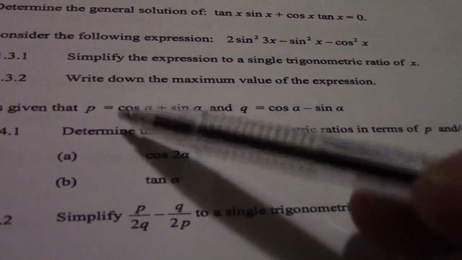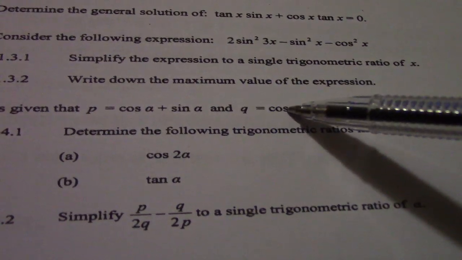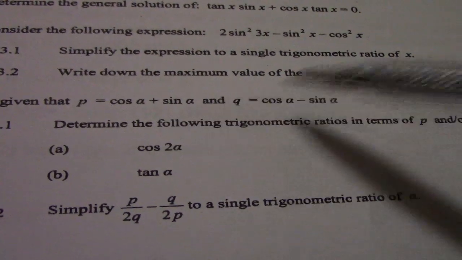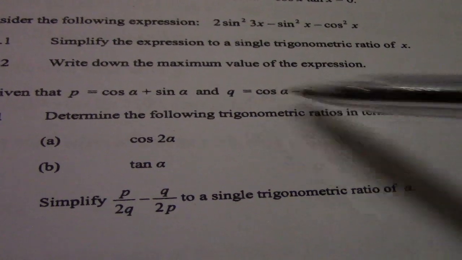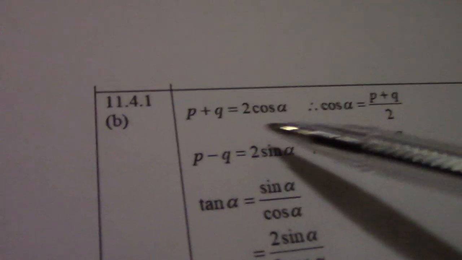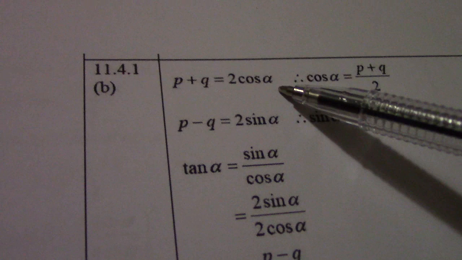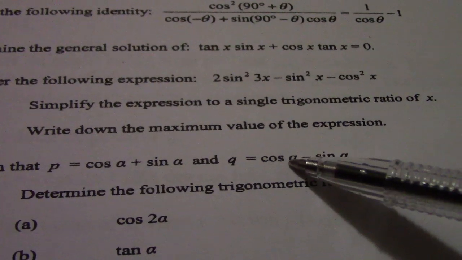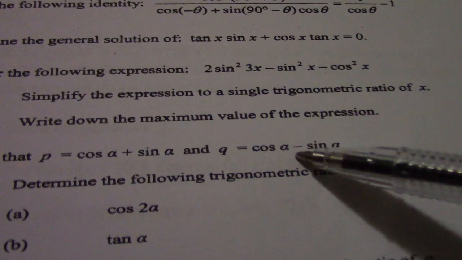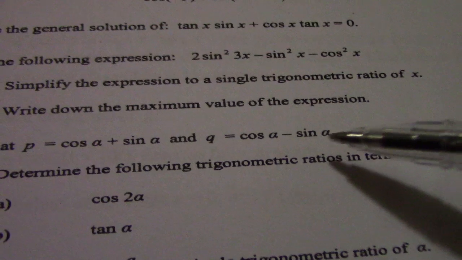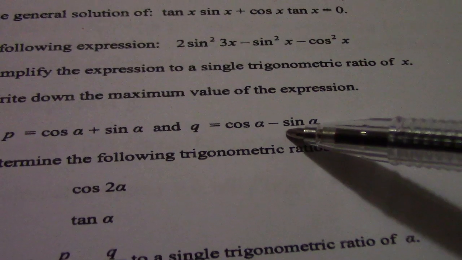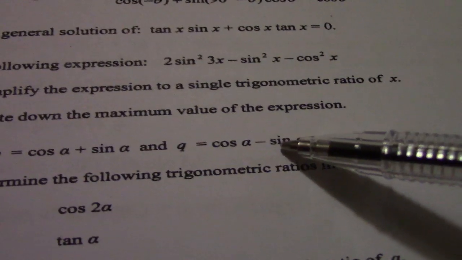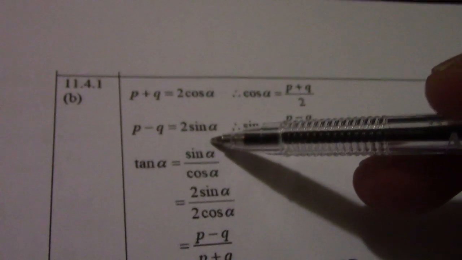P plus Q: cos alpha plus cos alpha gives me 2 cos alpha, sin alpha minus sin alpha cancels. So I can say P plus Q equals 2 cos alpha. If I say P minus Q, cos alpha minus cos alpha cancels, but sin alpha minus negative sin alpha gives me 2 sin alpha, because negative and negative become positive. So there, P minus Q gives me 2 sin alpha.